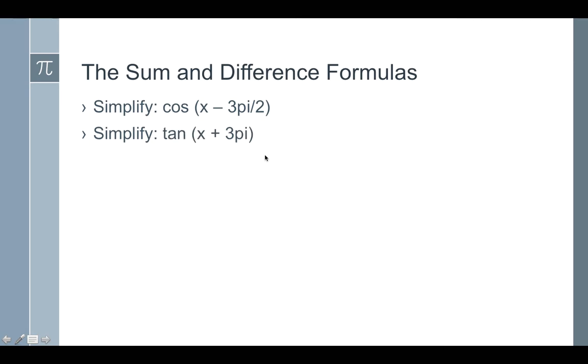Okay, same idea. I thought I'd throw a tangent one in here since we haven't dealt with tangent yet. But it's the same thing. I get to use my identities, and the tangent of a sum, almost every time tangent's a little bit more complicated. It's the tangent of the first plus, because it's a plus here, the tangent of the second, all over 1 minus the tangent of the first times the tangent of the second.